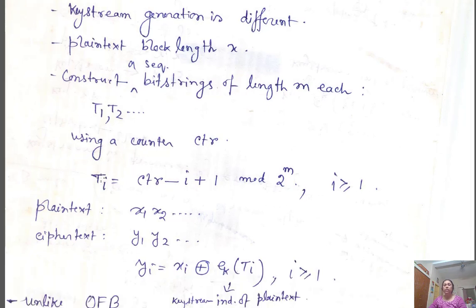So T1 is essentially the counter value. Modulo 2 to the power m means it is a sequence, a bit string, so we have to take the binary representation of that, and the length should be m. This is an integer value, but when you convert it into binary, its length is m, so an m-length string.